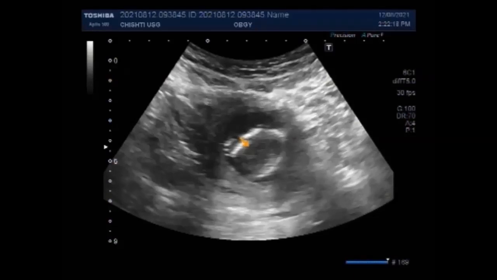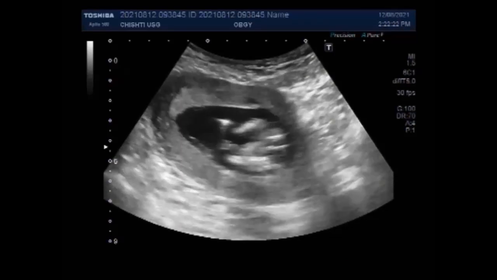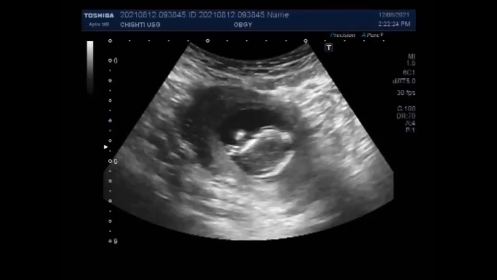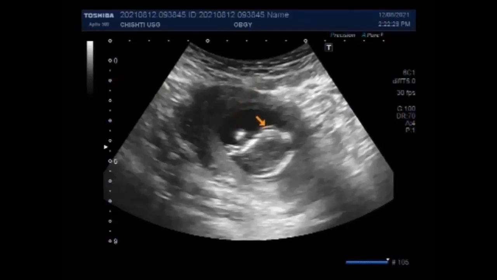This is the fetal head, and it shows mild soft tissue edema on the fetal skull bone.